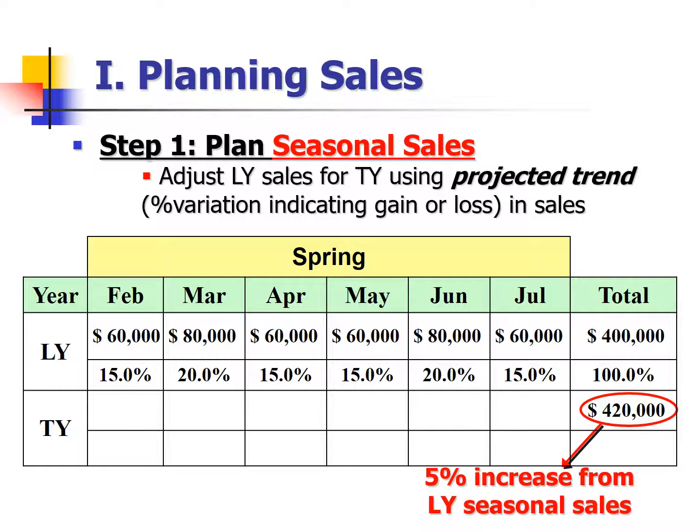So here we are looking at an example 6-month plan, the sales part of the 6-month plan. Last year in February, we had $60,000 in sales, in March, $80,000, April, $6,000, etc. Which added up to a total seasonal sales of $400,000. If we project that there is going to be a 5% increase, an increasing trend, right? A 5% growth in sales this year as compared to last year's sales, then we can add that 5% of last year's sales to last year's total sales.